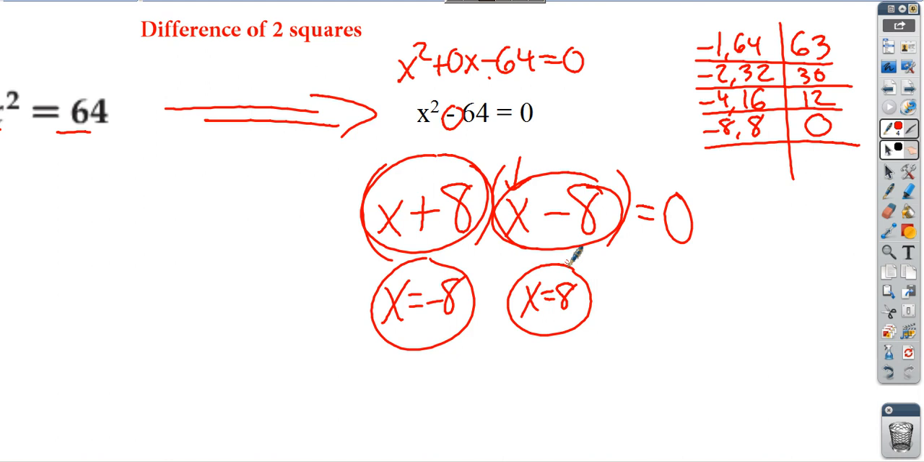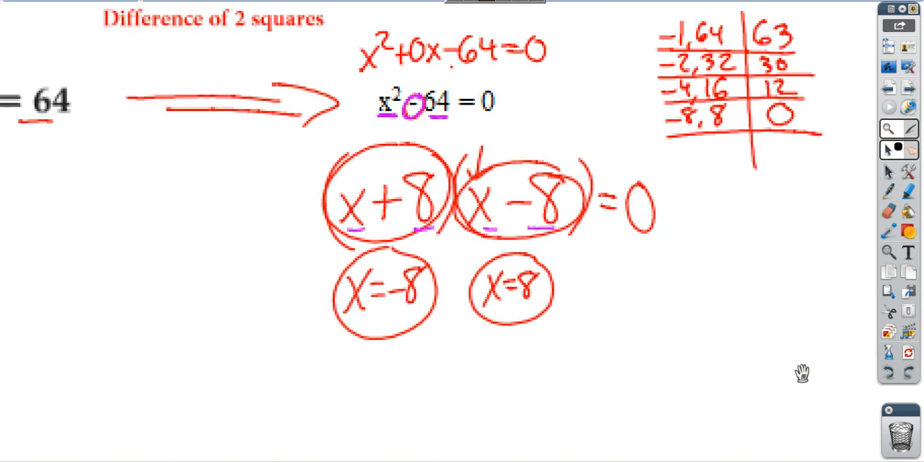By the way, the name for this is called a difference of two squares. The reason it's called difference of two squares is this is a square, that's x times x. That's also a square, that's 8 times 8. And difference in math means minus. It means you're subtracting two things. So the difference of two squares, that's the pattern.